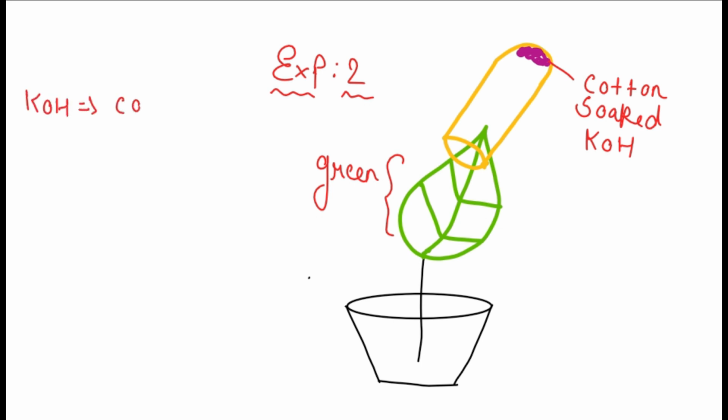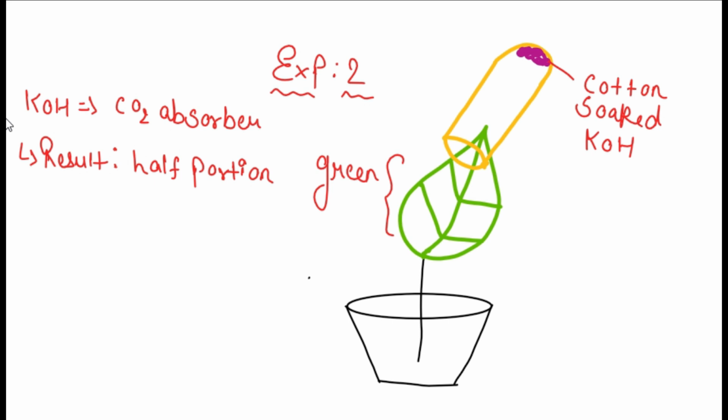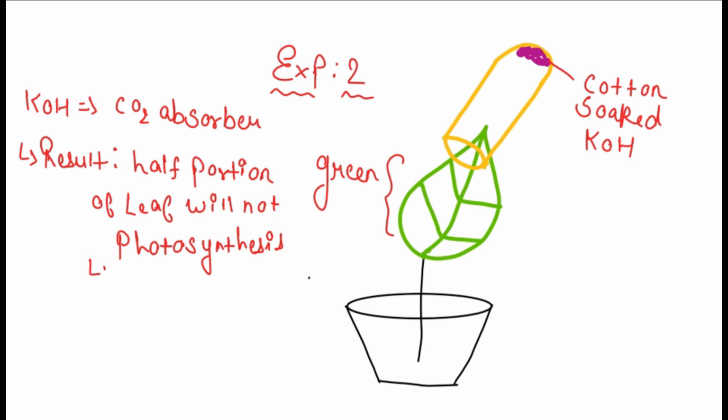KOH is a carbon dioxide absorber, so it will absorb the carbon dioxide completely. As a result, the process of photosynthesis will not be performed by this portion of the leaf. This results in the half portion of the leaf not being able to perform photosynthesis, and hence we can conclude that carbon dioxide is necessary for performing photosynthesis.